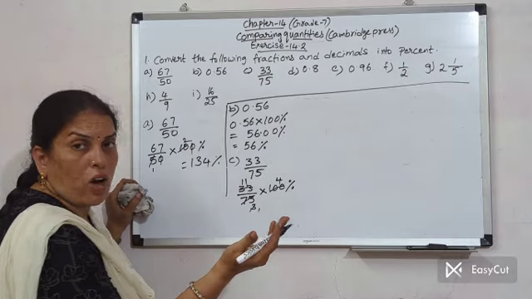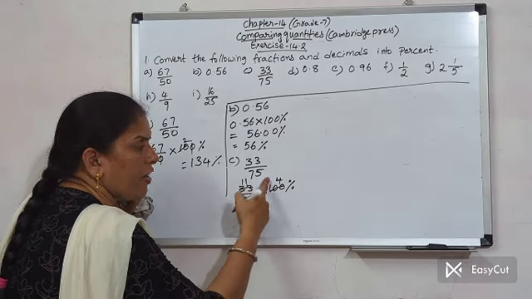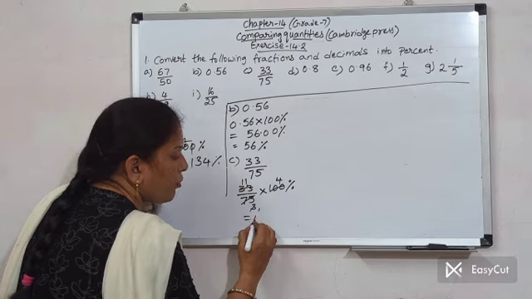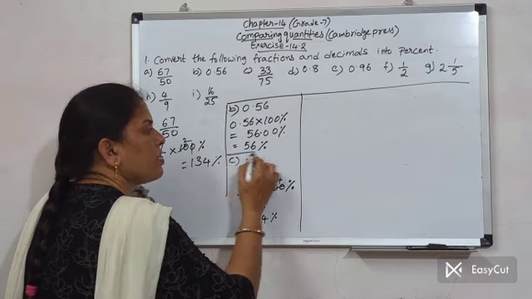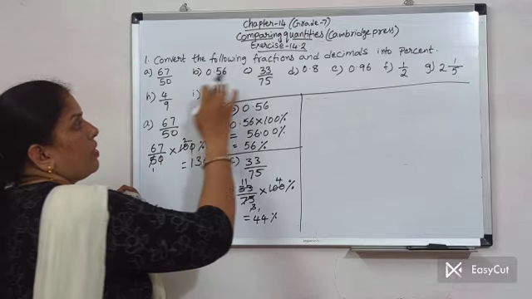Is any denominator there? Not there. So what is the answer? 11 into 4, 11 fours, 44% is the answer. Very easy questions these are. Okay. Next one, D question.